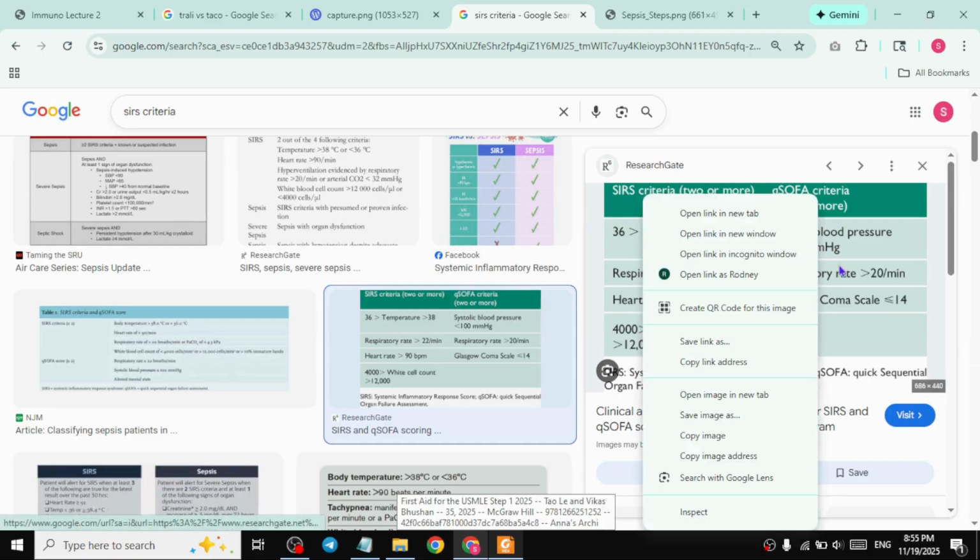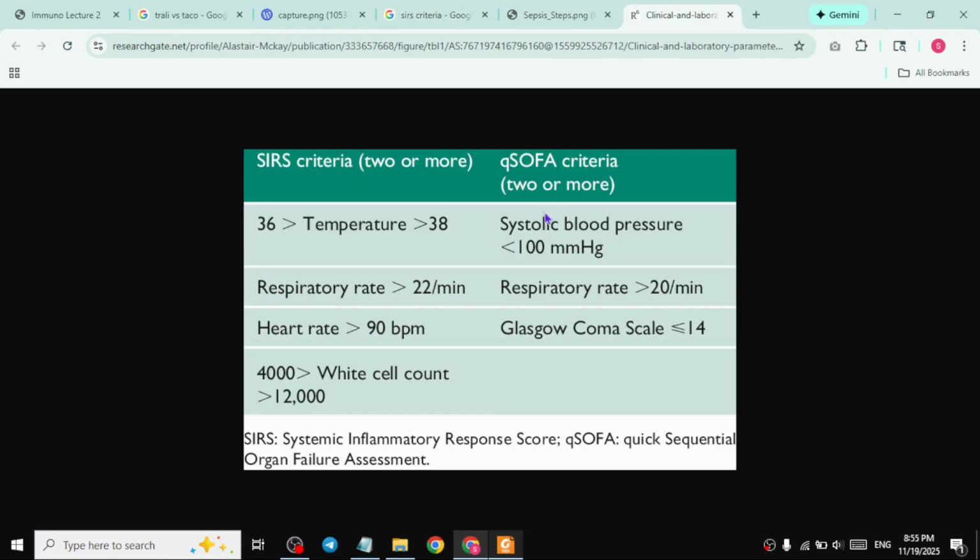Now for step two, they like to ask these things. You can take a look at it. It's called the quick SOFA criteria, and there's a complete SOFA criteria. Okay, SOFA just means organ failure assessment. So these are the different things. Imagine the Glasgow coma scale is less than 14, right? That means the person is getting stuporous, getting obtunded, and they're not coherent to their surroundings.